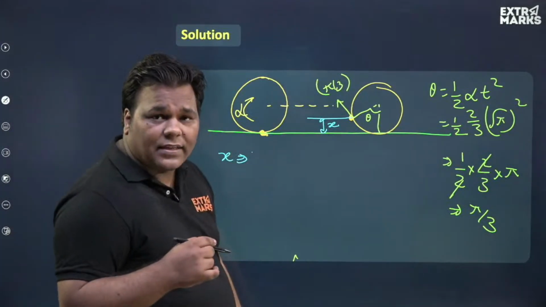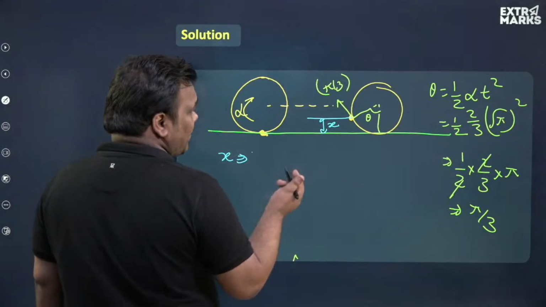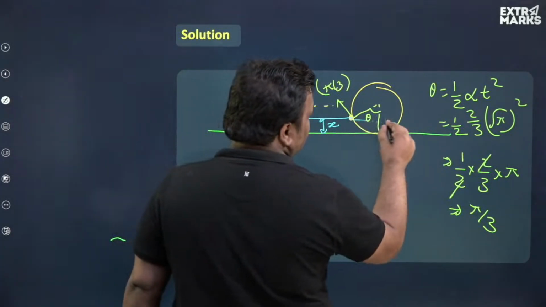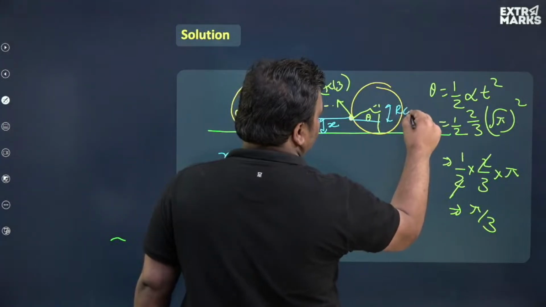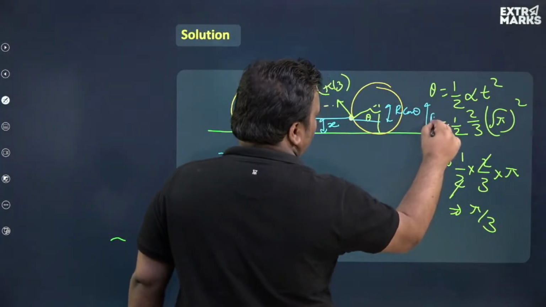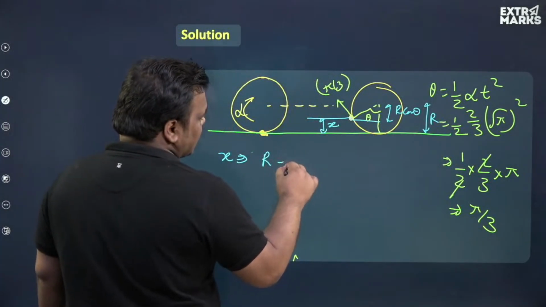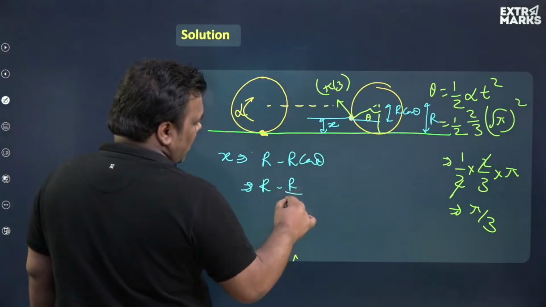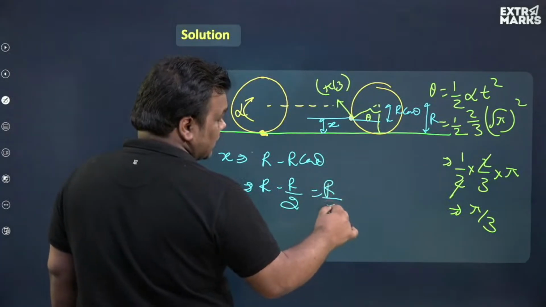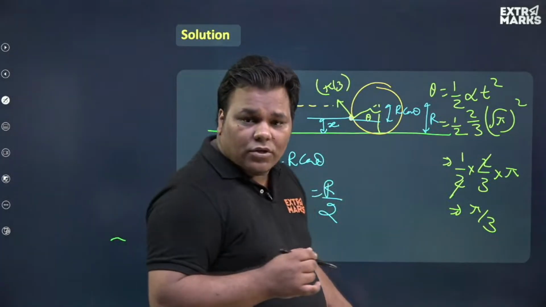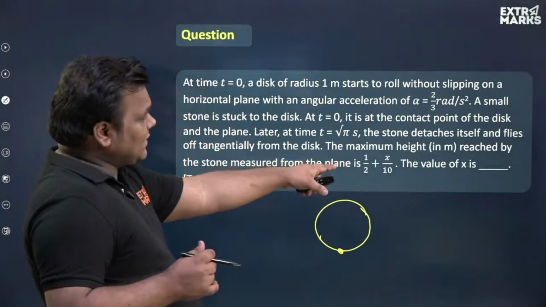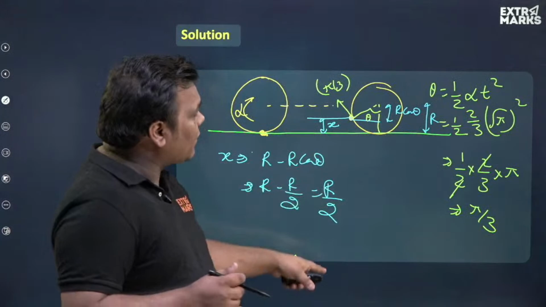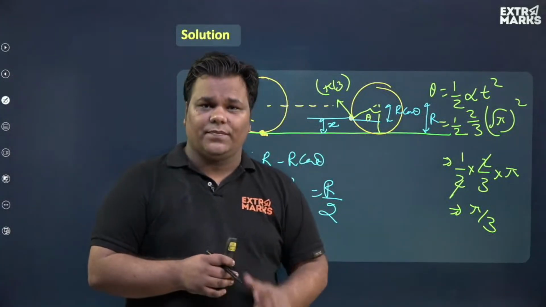What is the value of x? The value of x can be easily calculated. As you can see, this distance is r cos theta, and this distance is r. So the value of x is r minus r cos theta, which is r minus r by 2. That means r by 2. So if you are observing this 1 by 2, this is the factor r by 2. That is the point of projection.